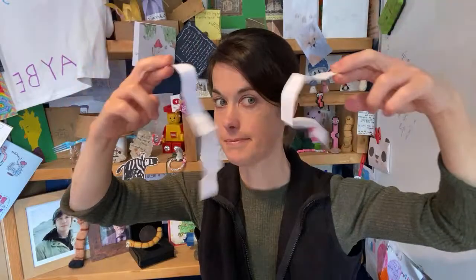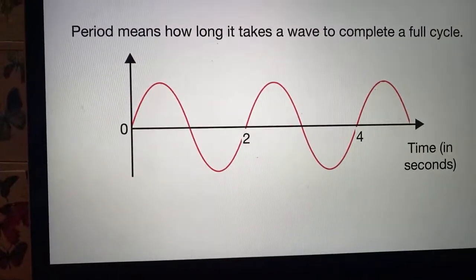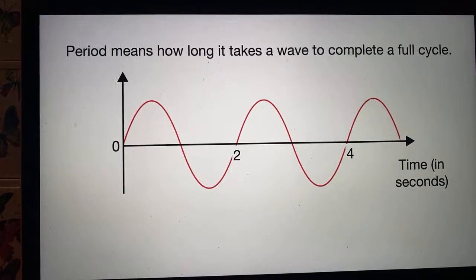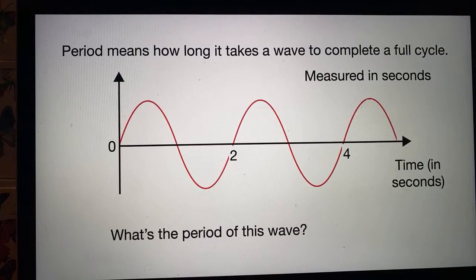Yeah. Good. Frequency is how many waves per second, measured in per seconds, hertz. Period is how long it takes the wave to complete one full cycle. So period is how long it takes the wave to complete a full cycle, so it's just measured in seconds. So what's the period of this wave? How long has it taken for that wave to complete a full cycle?